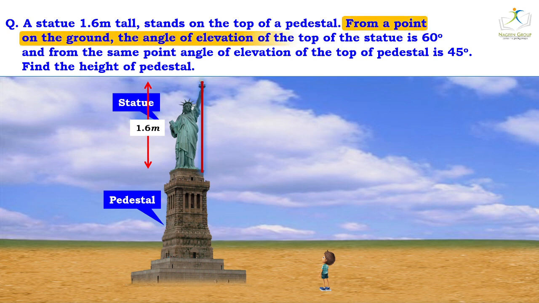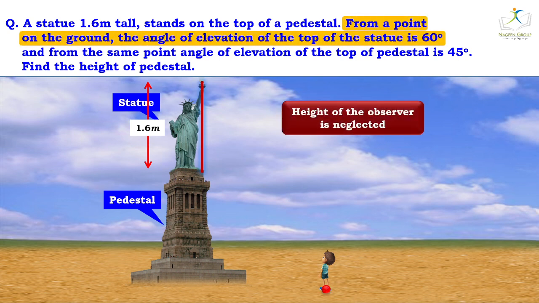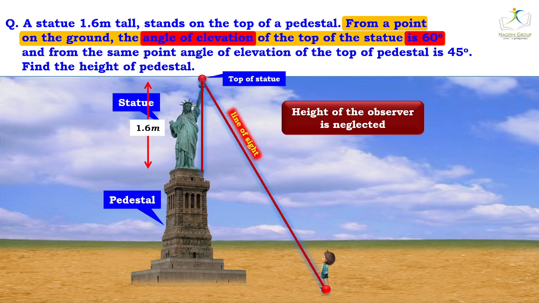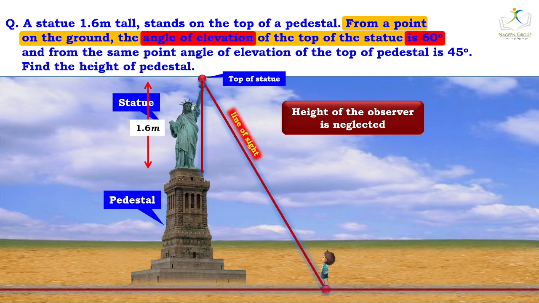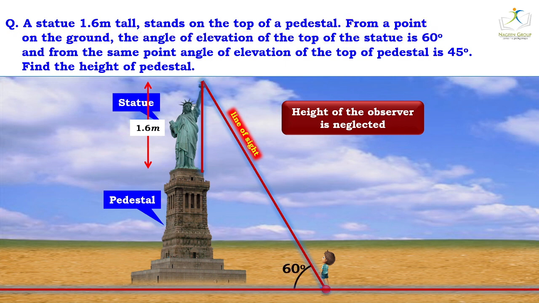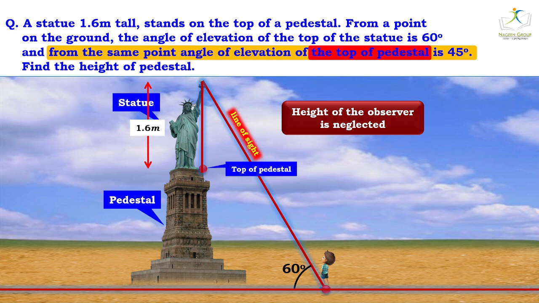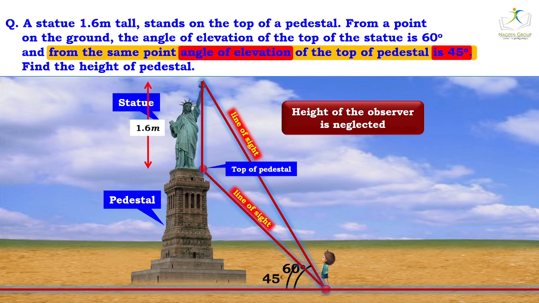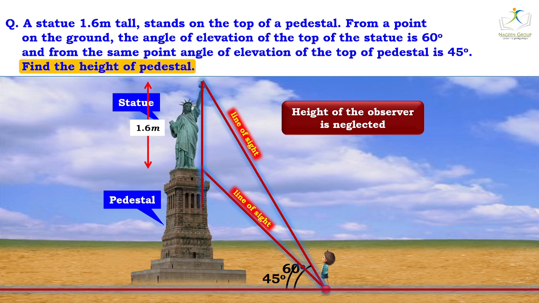From a point on the ground. This is the point on the ground. The angle of elevation of the top of the statue, this top, it is here 60 degree, right? From the same point, angle of elevation of the top of the pedestal. Where is the top of the pedestal? Here. And this angle is now 45 degree, right? Okay. So this is the figure which we got.